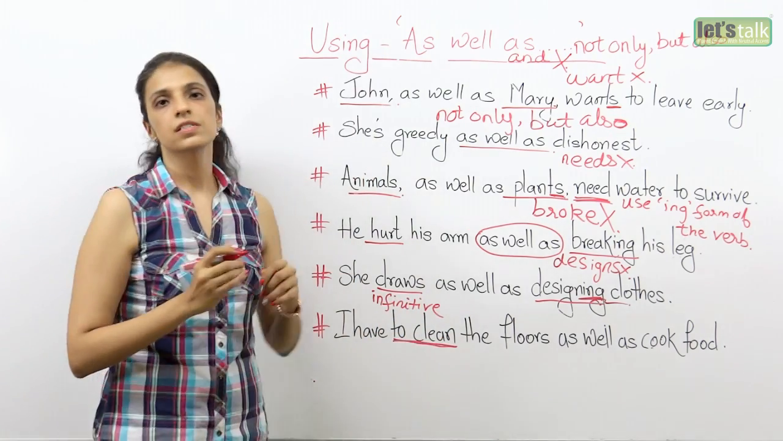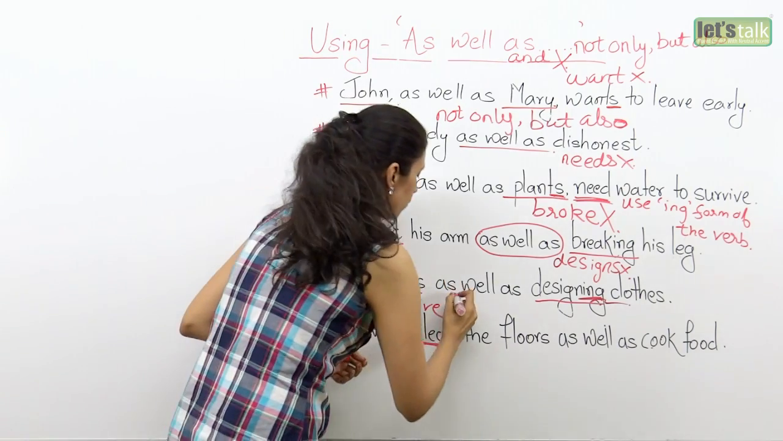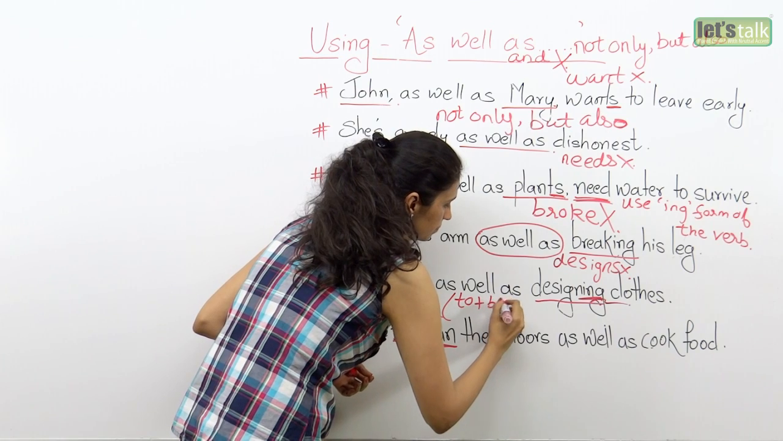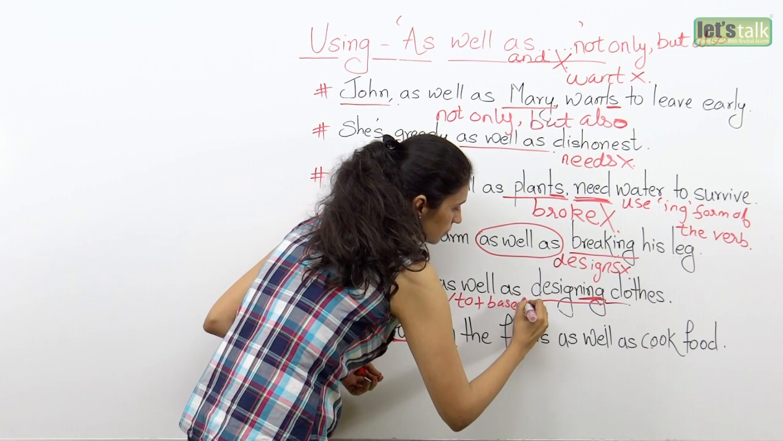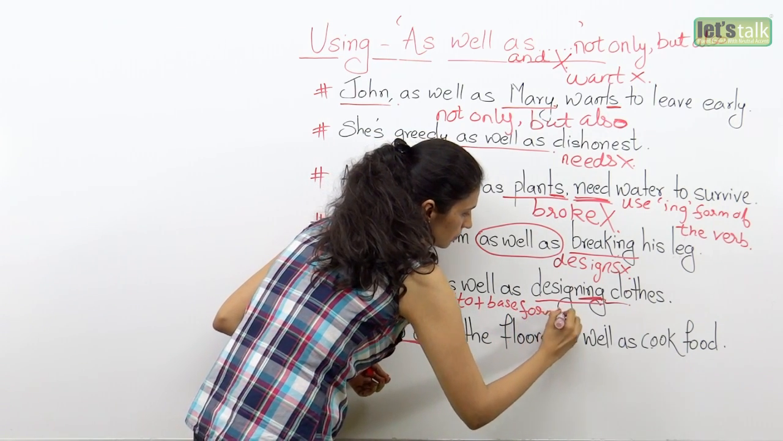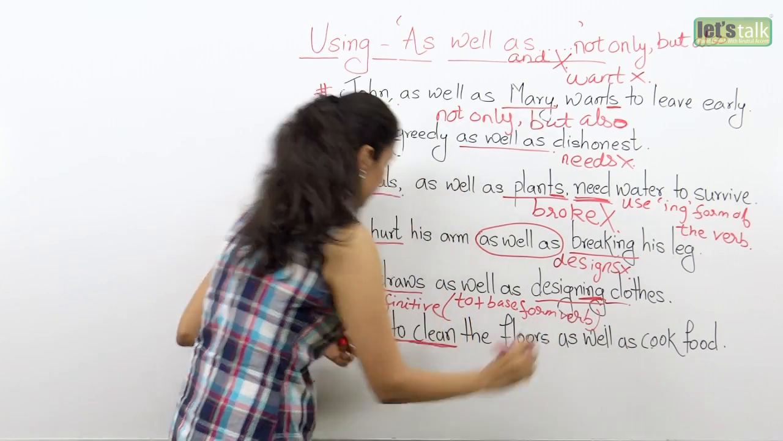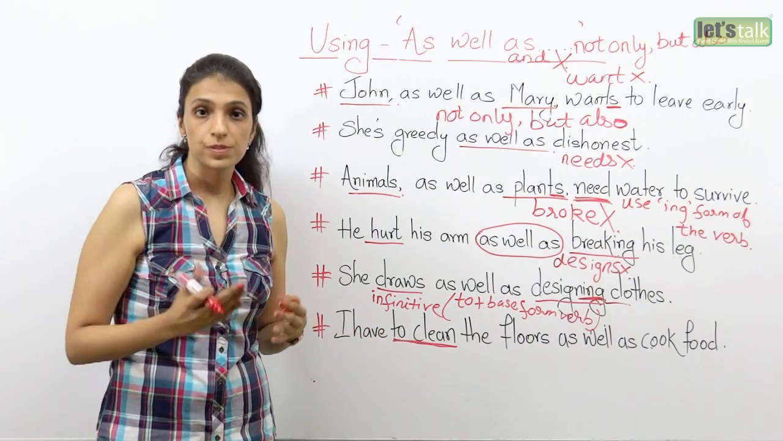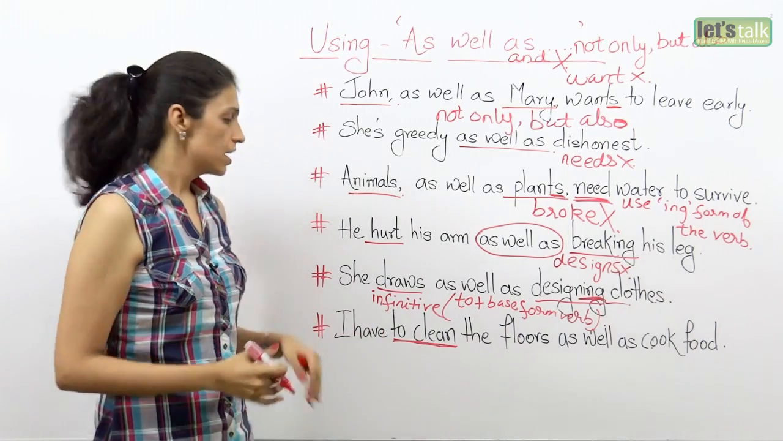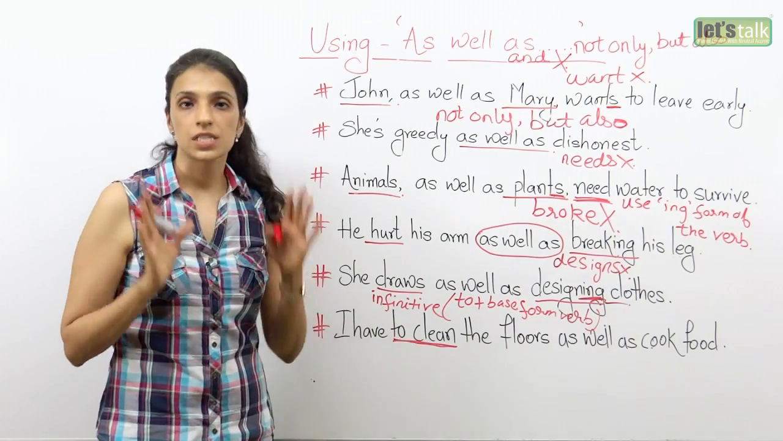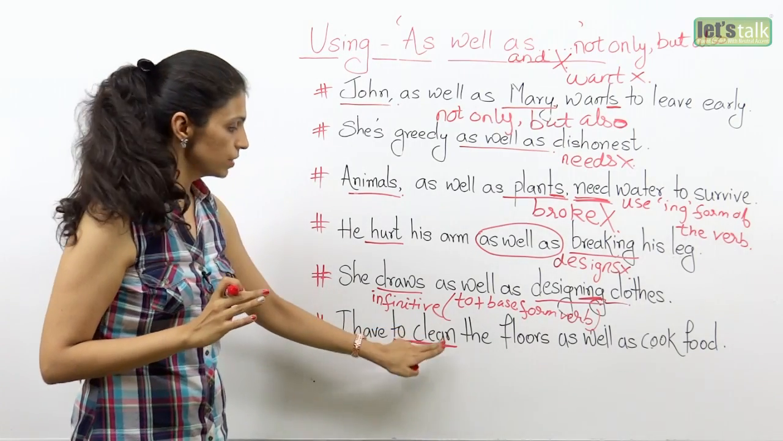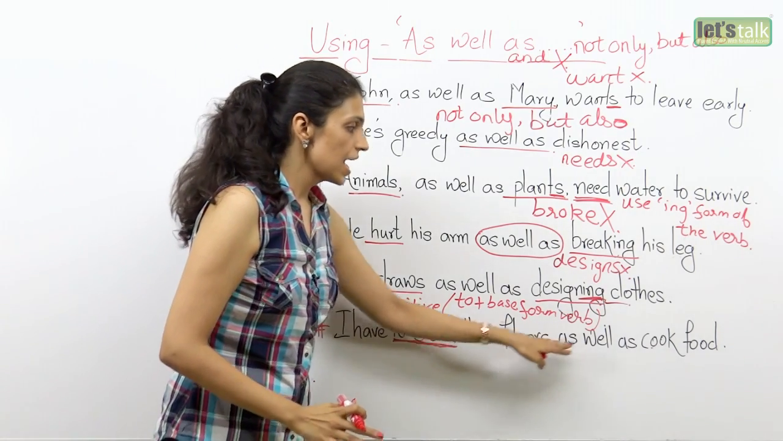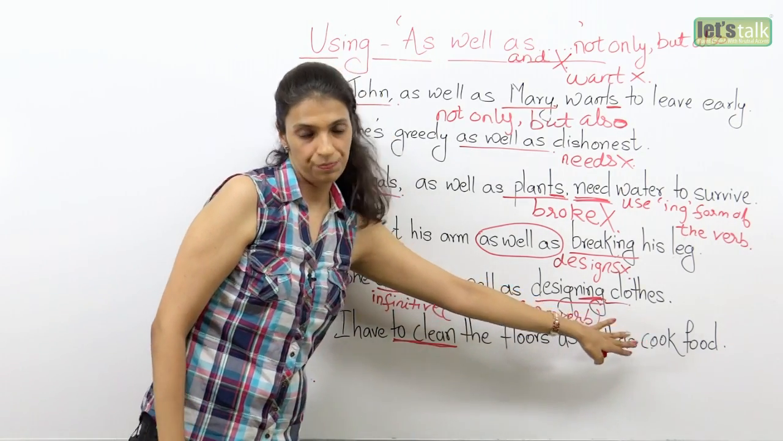So, what is an infinitive? It is to followed by a verb in the base form. Okay, so I have to clean. So it's like I have to go, I want to eat some chips. So to go, to eat become infinitives. So it's nothing but to plus a verb in the base form. In this case, it is clean. So I have to clean the floors as well as cook food.